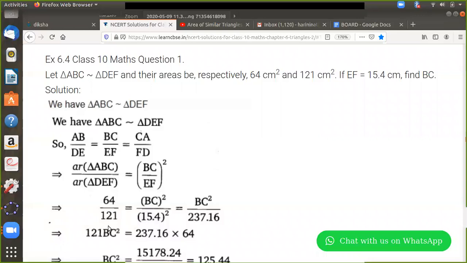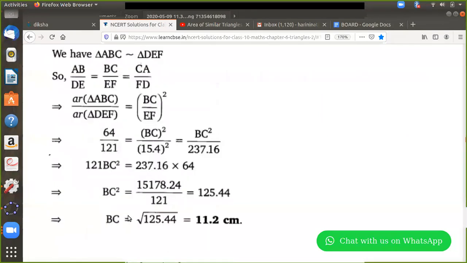It will be 64 multiplied with 15.4 the whole square, which is nothing but 237.16. You have to multiply. You can't say I am very lazy, I can't multiply. Otherwise, keep it as 15.4 into 15.4 and then divide it with 121. You can do it that way also. Any way you find it easy. Now, once you get your BC square as 125.44, you have to find the BC, which is the square root of this, which will be 11.2. Instead, you can maintain it as 121 in the denominator, and in the numerator, you have 15.4 into 15.4 into 64.